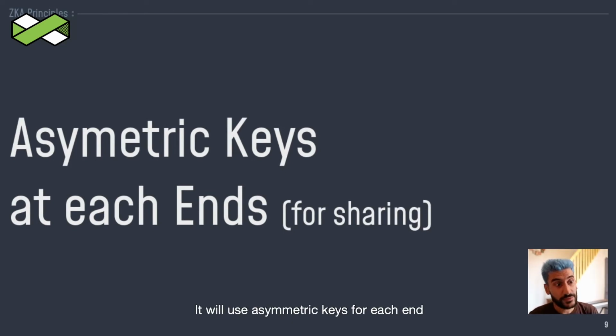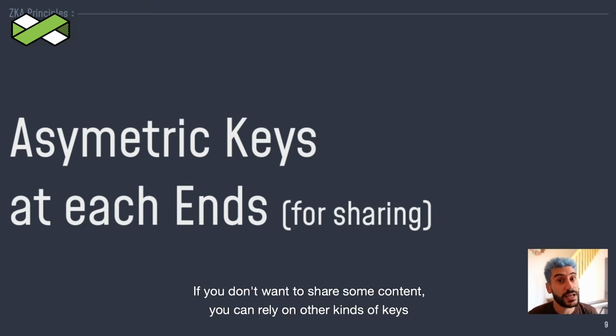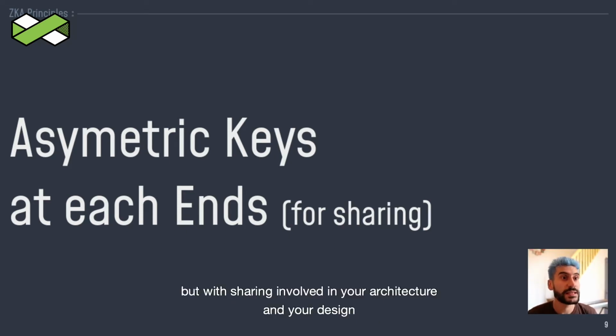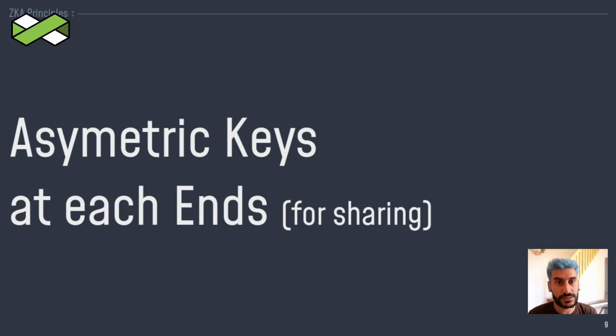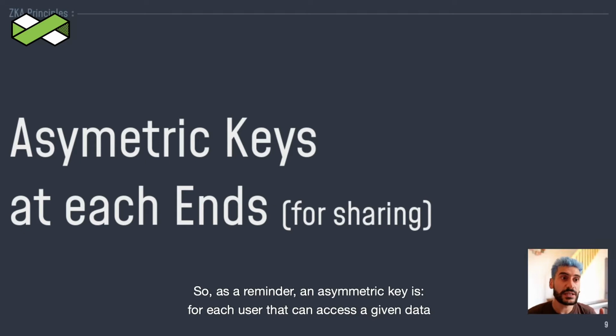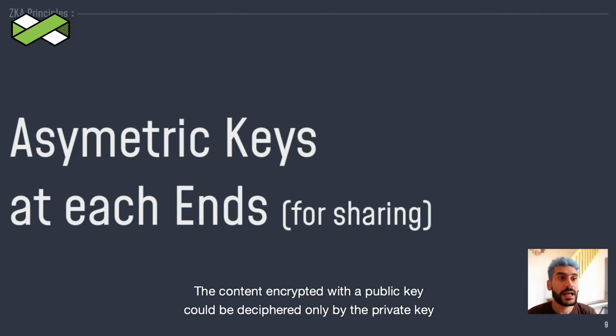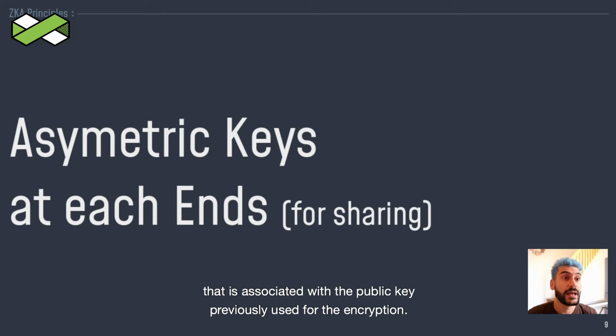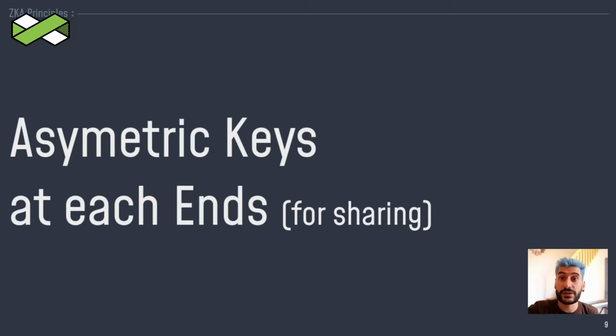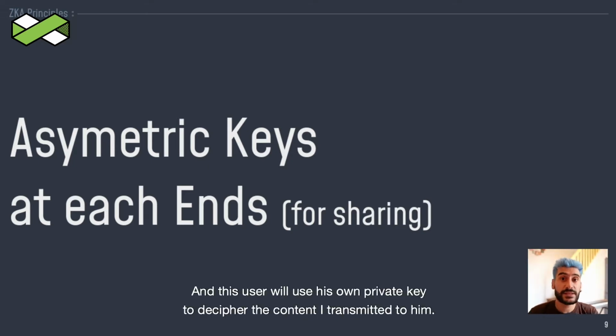It will use asymmetric keys for each end, especially when you want to share some kind of content. If you don't want to share some content, you can rely on other kinds of keys, but with sharing involved in your architecture and design, you will probably have to rely on asymmetric keys. As a reminder, for each user that can access a kind of data, you will have a pair of keys, a private key and a public key. Content encrypted using the public key can be deciphered only by the private key associated with that public key. So if I want to share some content with another user, I will use this user's public key, and this user will use their own private key to decipher the content that I transmitted to them.